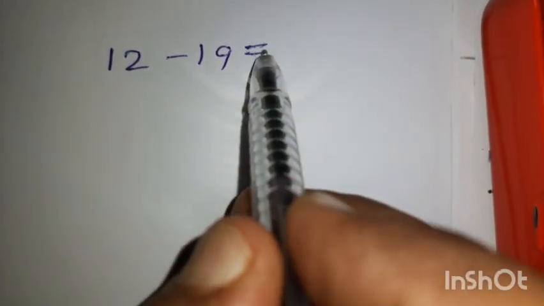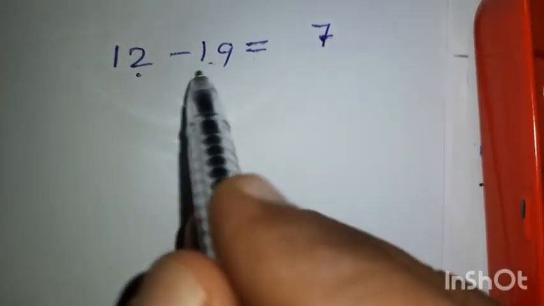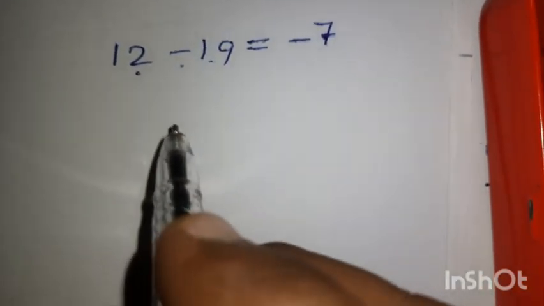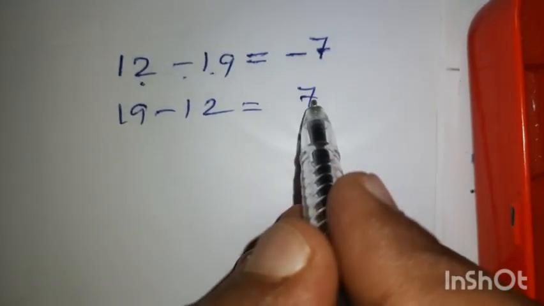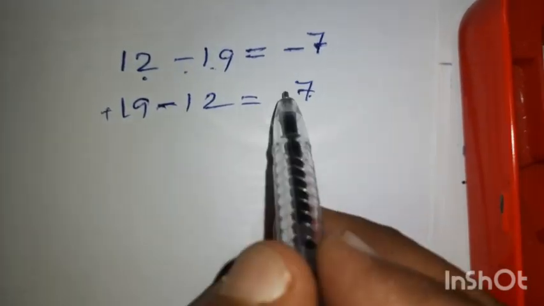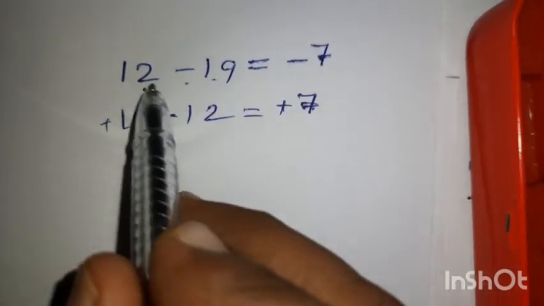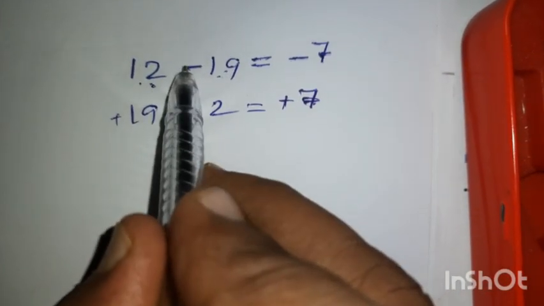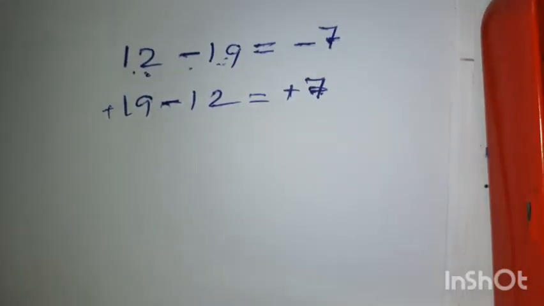12 minus 19. Normal subtraction, what is the answer? 19 minus 12 is 7. Then which is the sign? Minus. So minus 7 is the answer. 19 minus 12, what is the answer? 7. Normal sign. Then you have to put the sign of the plus. The plus is here, but you are not writing it. That's why you wrote 7 only. But in this case, you have to subtract from higher number to lower number and keep the sign of the higher number. That's why minus 7.